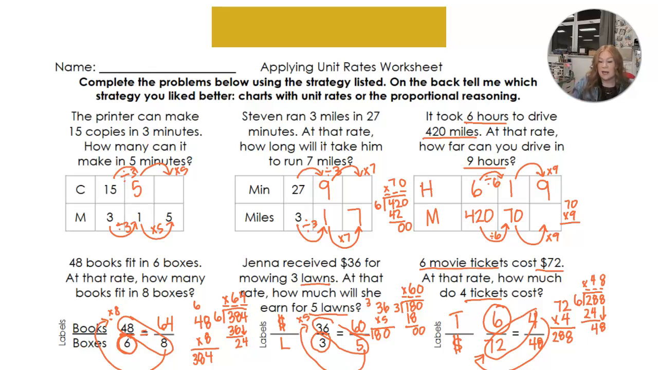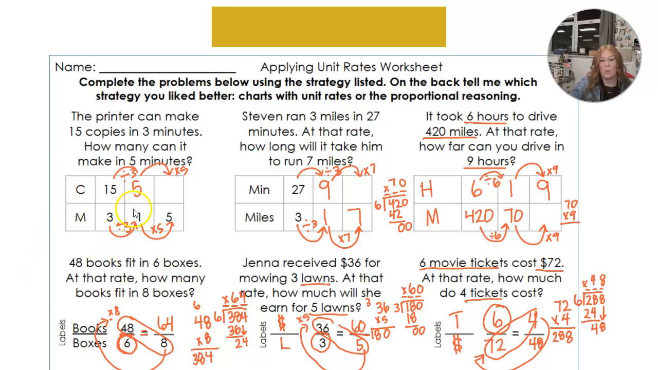So you get to decide, tell me on the back which one you like better. Do you like taking it to the 1 and then using the 1? Or do you like setting it up and just using your proportion strategy and diagonal multiply and divide by the other number? Which one do you like better and why?